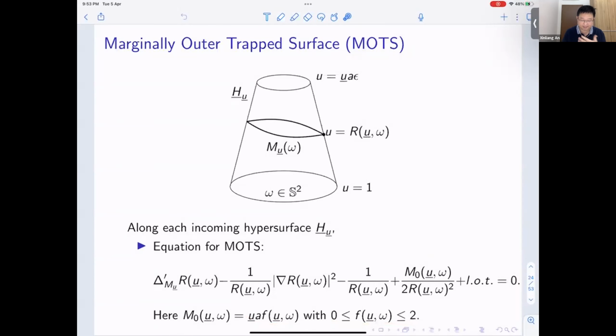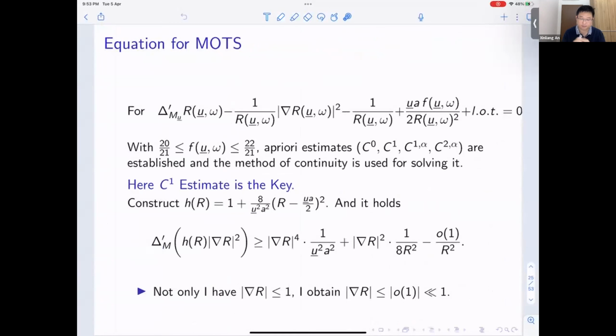I want to solve this elliptic equation, and in the first paper I wrote in 2017, I can solve this elliptic equation for scenarios not very far away from the isotropic scenario, where the most isotropic scenario is f equal to 1. I allow f to be between 20/22 and 22/21. So this is not epsilon close, but it is not far away from 1. To solve this elliptic equation, I employed a priori estimates, from C0 estimate, C1 alpha, and C2 alpha, and then I employed the method of continuity to solve this nonlinear elliptic equation.